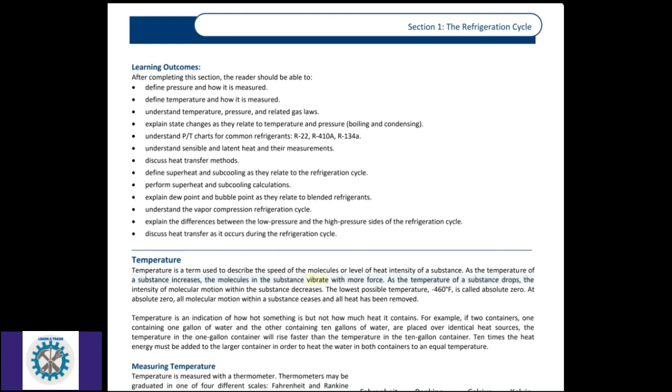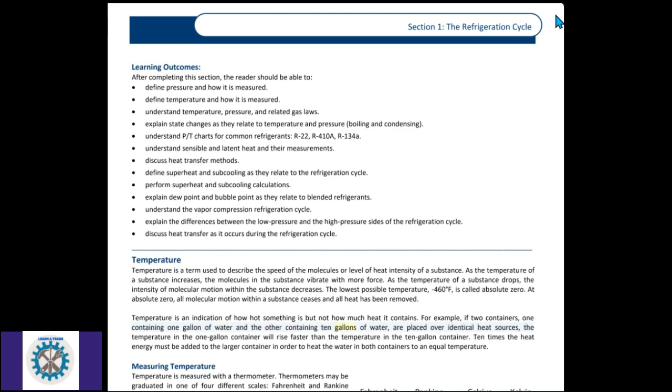Temperature is a term used to describe the speed of the molecules or level of heat intensity of a substance. As the temperature of a substance increases, the molecules in the substance vibrate with more force. As the temperature of a substance drops, the intensity of molecular motion within the substance decreases. The lowest possible temperature, minus 460 degrees Fahrenheit, is called absolute zero. At absolute zero, all molecular motion within a substance ceases and all heat has been removed.